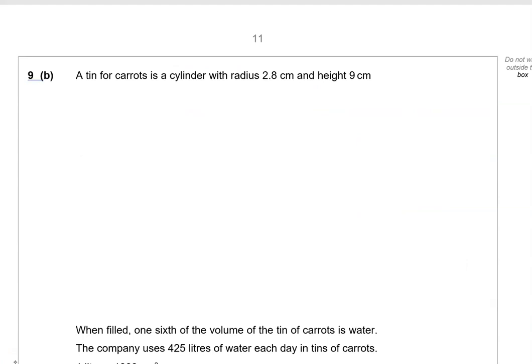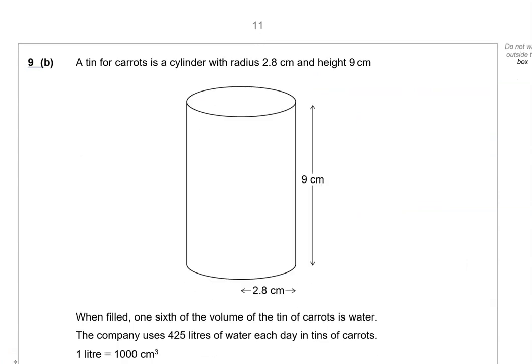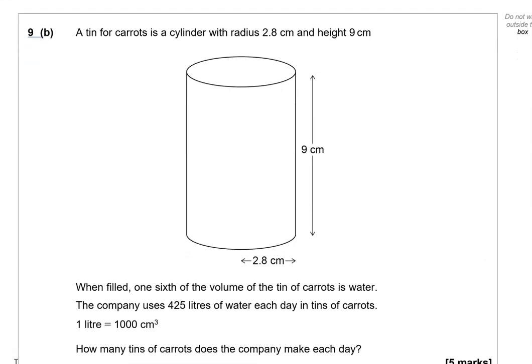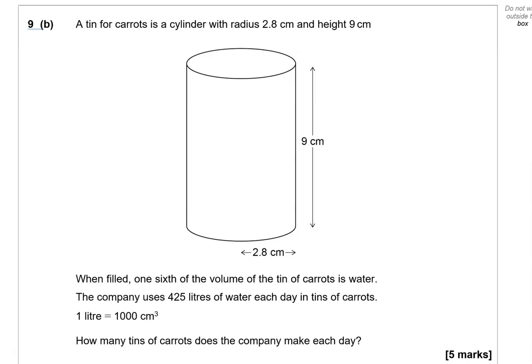A tin of carrots is a cylinder with radius 2.8 centimeters and height 9 centimeters. When filled, 1/6 of the volume of the tin of carrots is water. The company uses 425 liters of water each day in tins of carrots. 1 liter is equal to 1,000 cubic centimeters. How many tins of carrots does the company make each day?